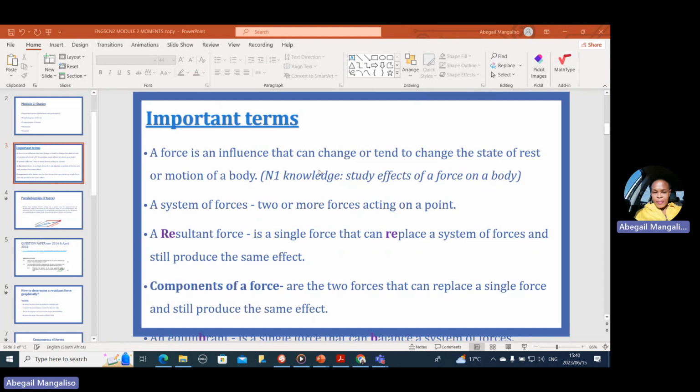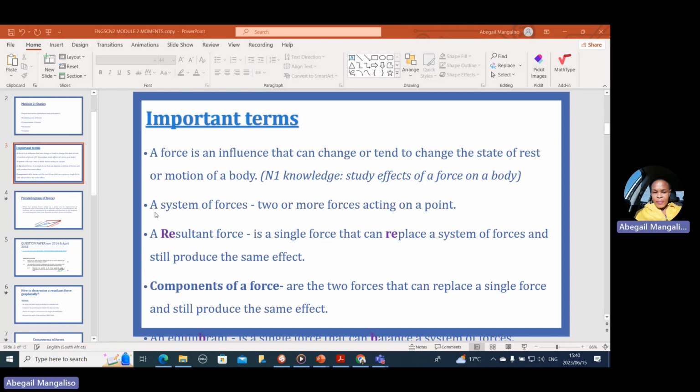Now, you also need to be familiar with the effects of a force on a body. A force can have a certain effect on a body that is at rest, or on a body that is in motion. If an object is at rest, a force can move the object or try to move the object. If it is in motion, a force can accelerate it, or try to accelerate it. It can decelerate it or try to decelerate it.